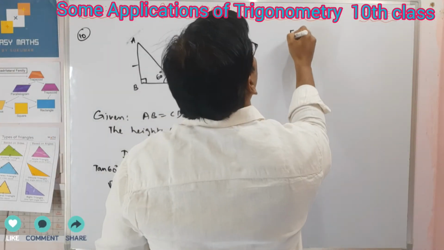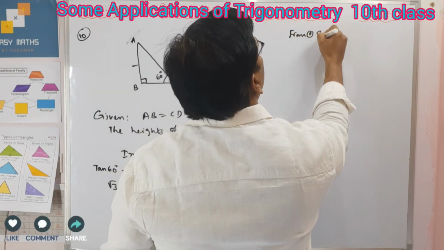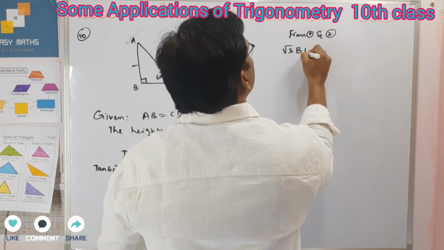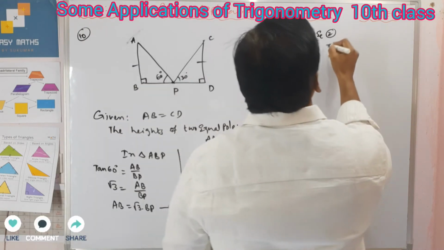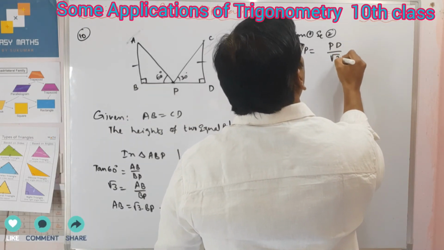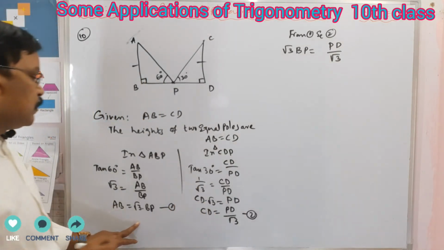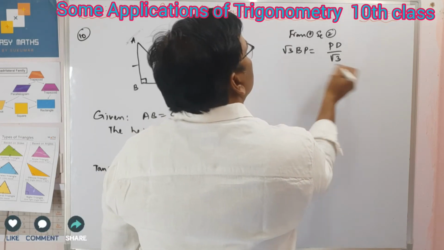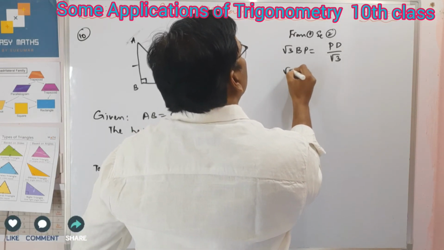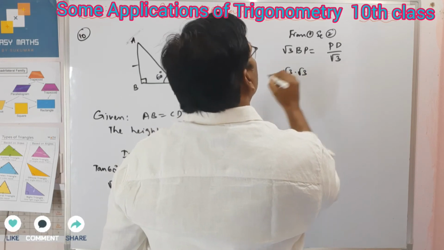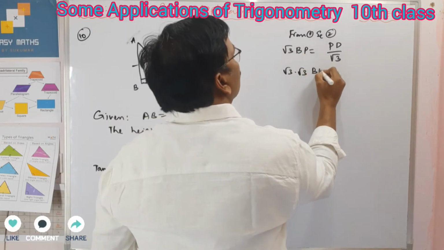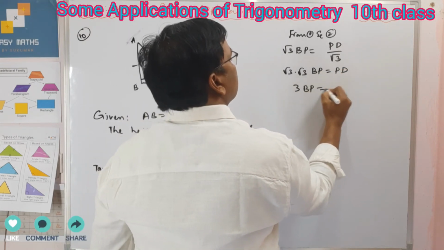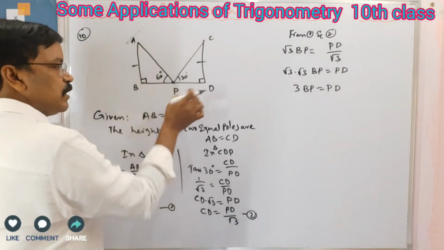So from equations 1 and 2, root 3 BP is equal to PD by root 3. By cross multiplication, root 3 into root 3 into root 3 BP is equal to PD. Right, this is 3 BP is equal to PD. 3 times BP is PD.